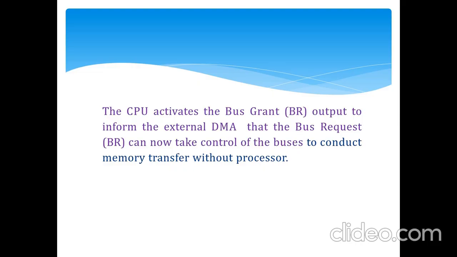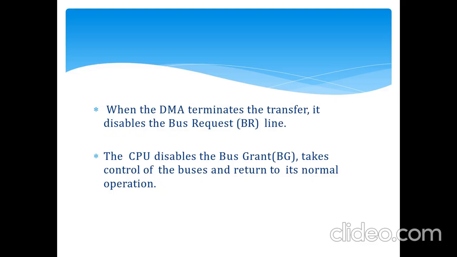The second signal is bus grant, which is an output. The CPU activates the bus grant to inform the external DMA that it can now take control of the buses to conduct the memory transfer without the processor. When the DMA terminates the transfer, it disables the bus request, that is the BR line, and the CPU disables the bus grant, takes control of the bus, and returns to its normal operation.